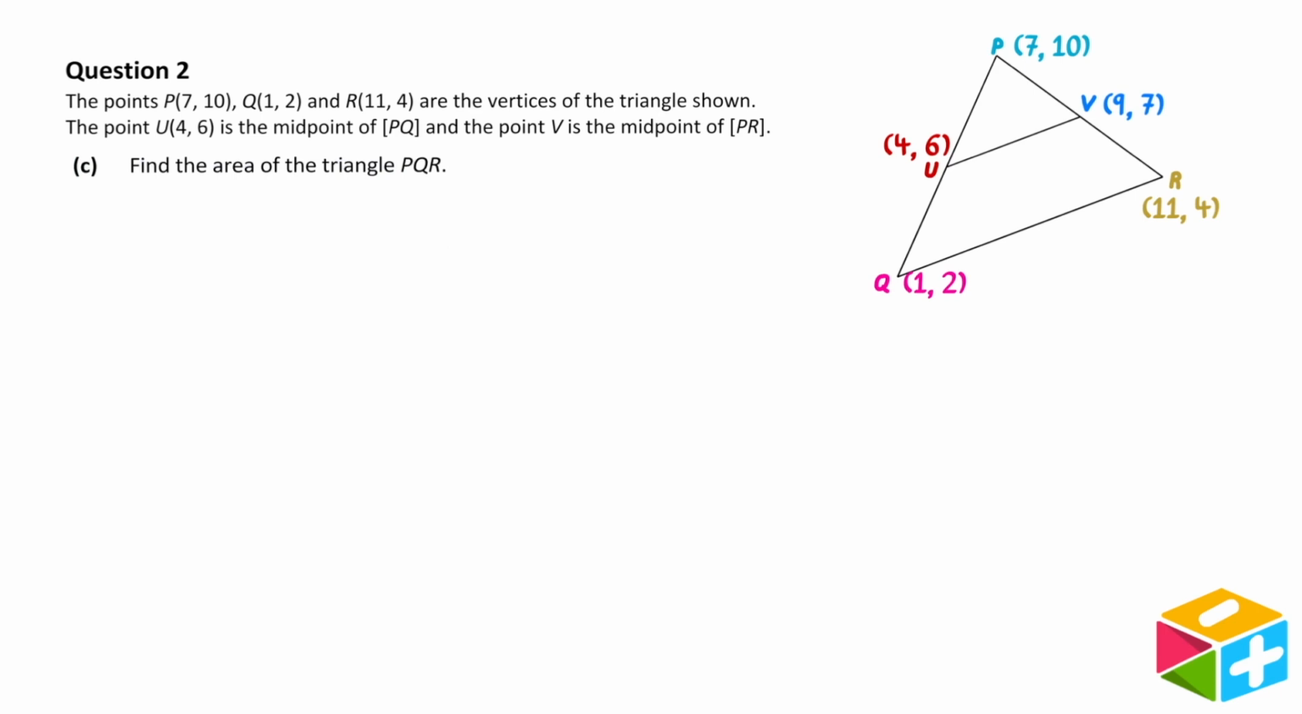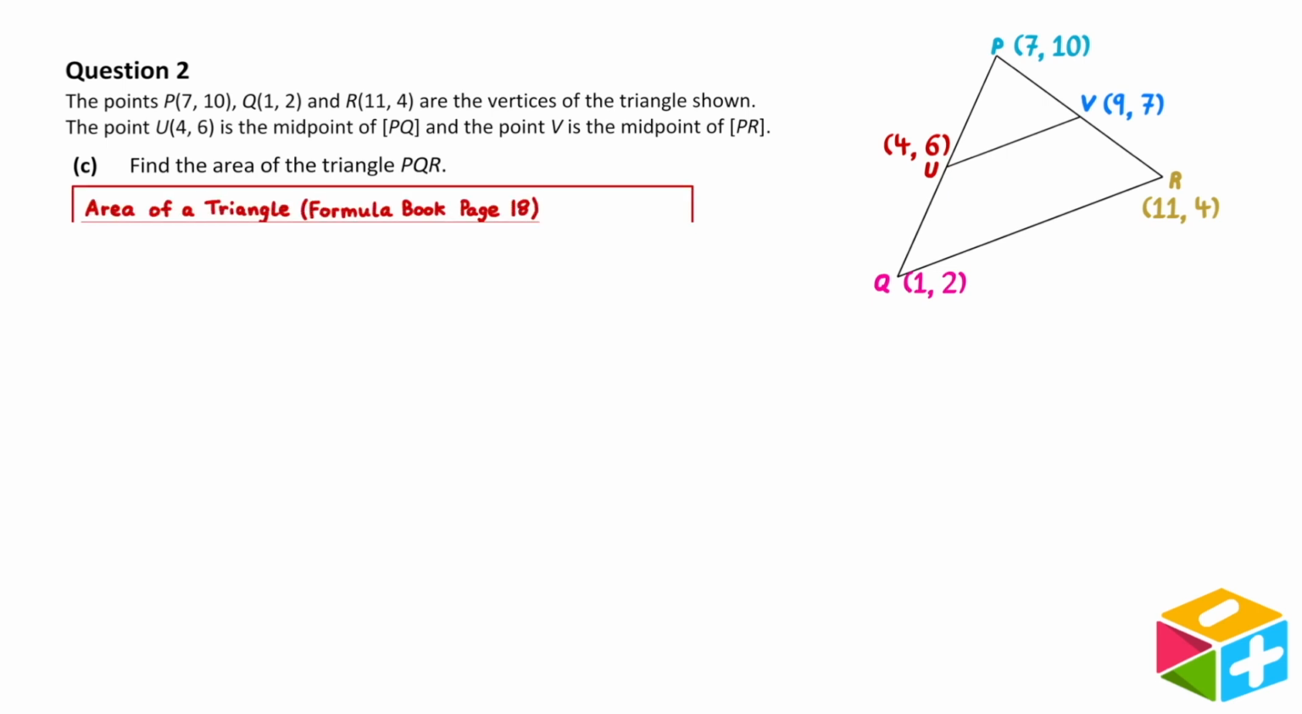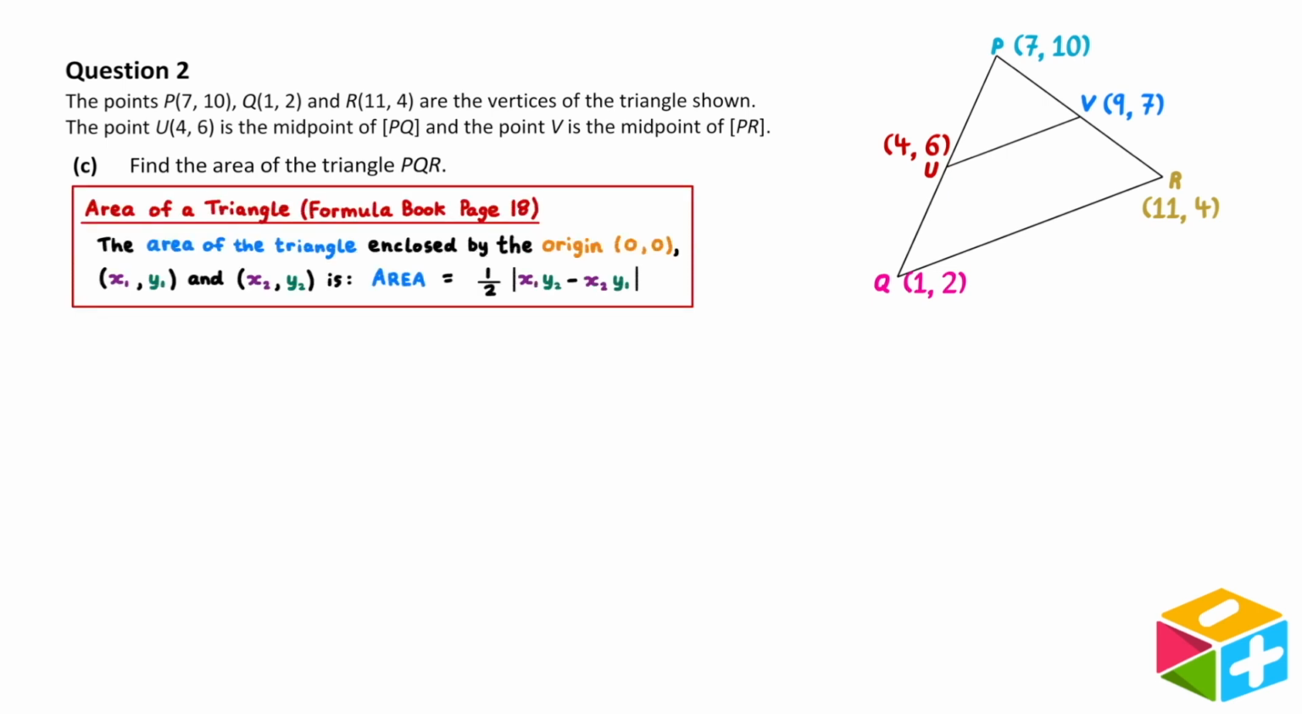We are asked to find the area of the triangle PQR. A formula on page 18 of the formula book will help us here. It says that the area of the triangle enclosed by the origin 0, 0, x1, y1 and x2, y2 is a half times the absolute value of x1 y2 minus x2 y1.